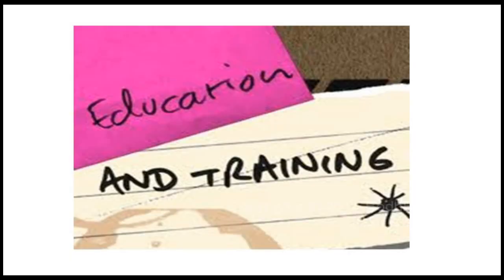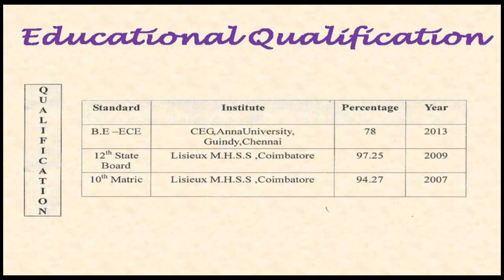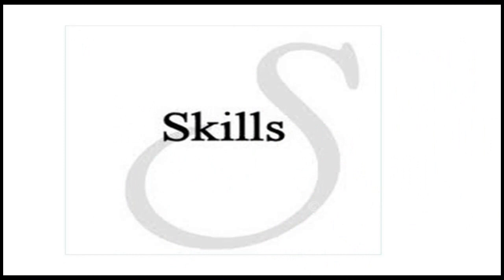Fourth, coming to the education and training, please mention it in the reverse chronological order, starting from the most recent, going back to the earliest one. The fifth one would be the skills. Don't forget to mention your software skills. Today, most jobs require you to know the basic software skills. And mention your language skills here.